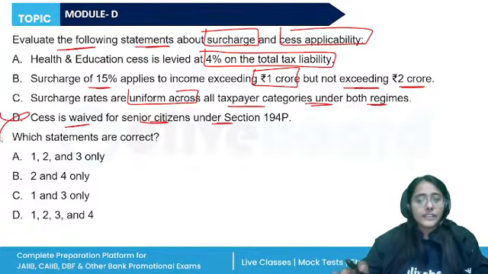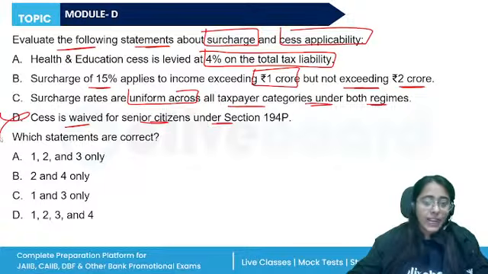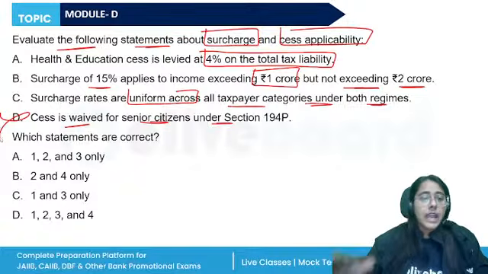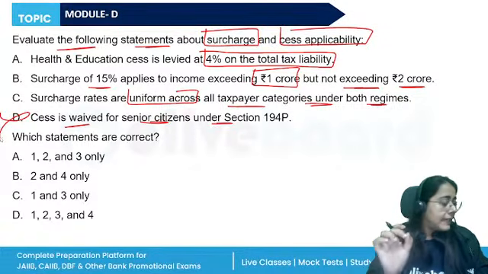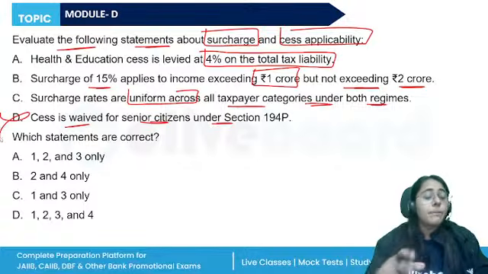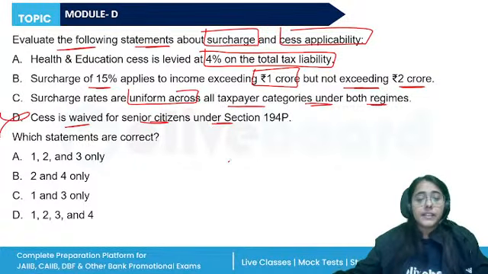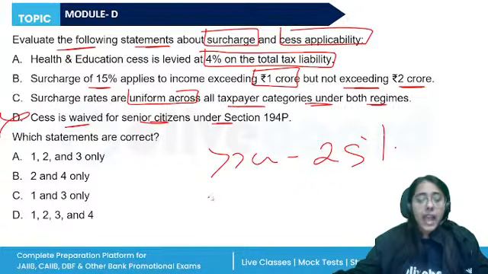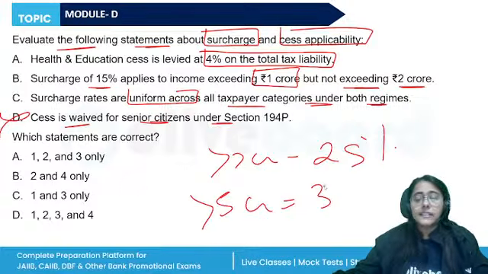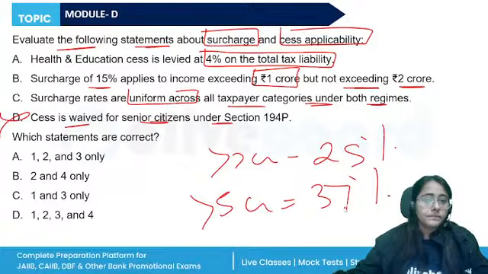4% health and education cess is there, true. And when we talk about the surcharge, earlier there were two slabs for it: 10% for 50 lakh to 1 crore, 15% for income exceeding 1 crore. Till here it is the same in the new tax regime as well. Beyond that, if the income is more than 2 crores, then 25% surcharge is there. And if it is more than 5 crores, then 37% surcharge is there.